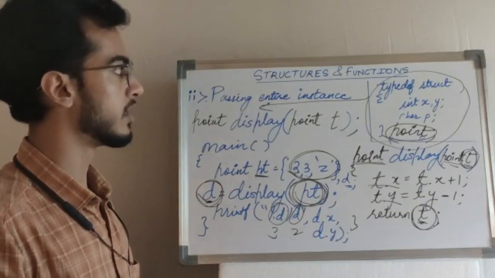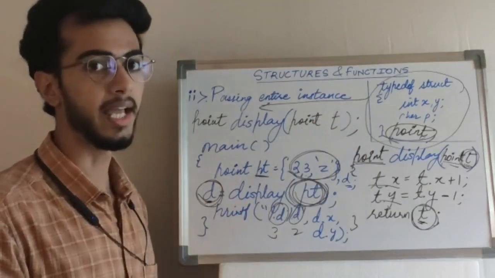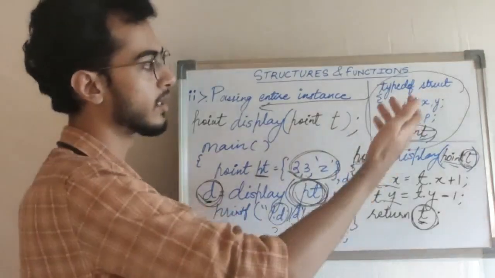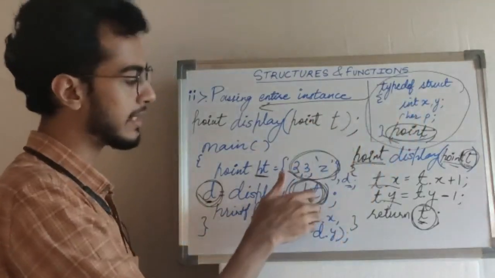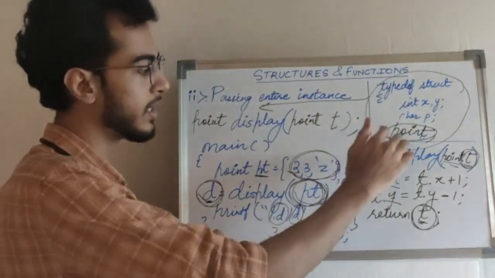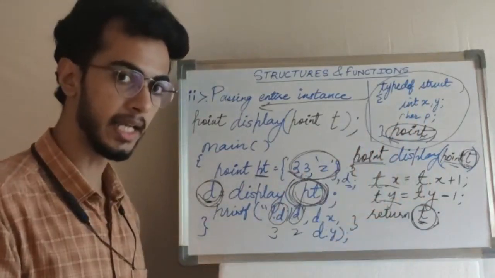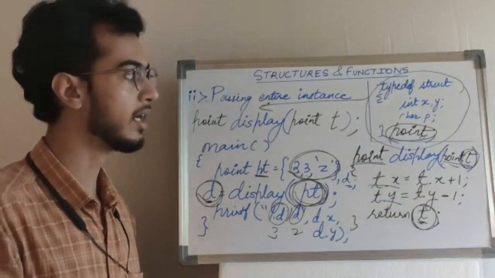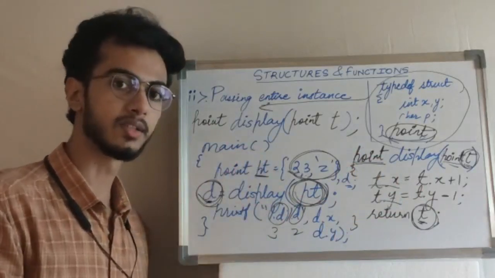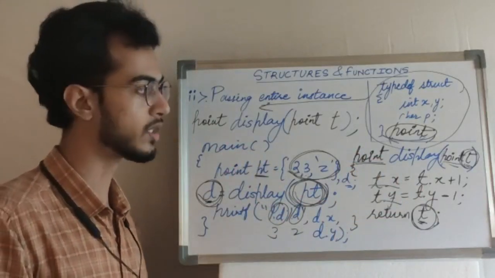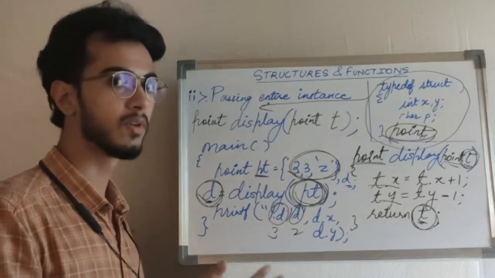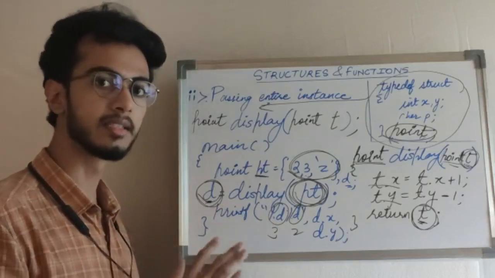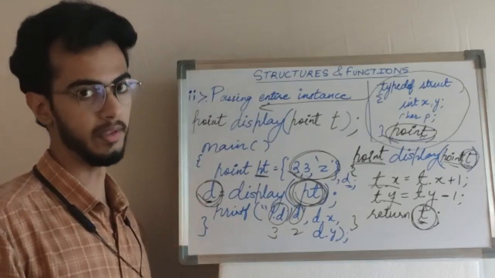And let's suppose this definition consists of an array, so let's say point consists of some array, and the complete instance is passed, and I make some changes inside that array. Then the results will not reflect back in the main. In the sense that if an array is present inside the structure definition and you pass it to a function and manipulate it, the changes will not reflect in the main. That means in this case arrays are not called by reference.